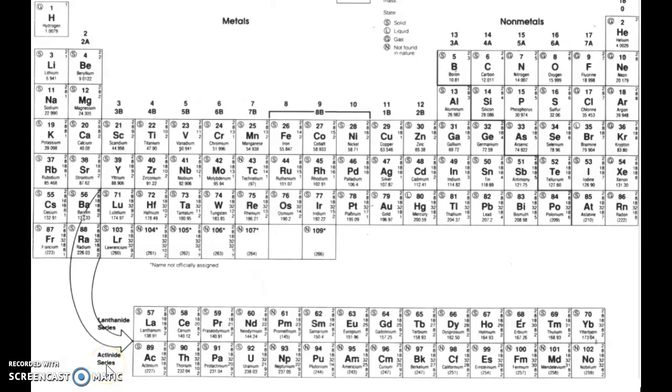Hey Kim Gang, here's a quick video on using any periodic table to use the octet rule to determine ion charge. And the important thing about this periodic table here is it doesn't tell you the charges of any ions, but all we have to do is think about the pattern in valence electrons and the octet rule.